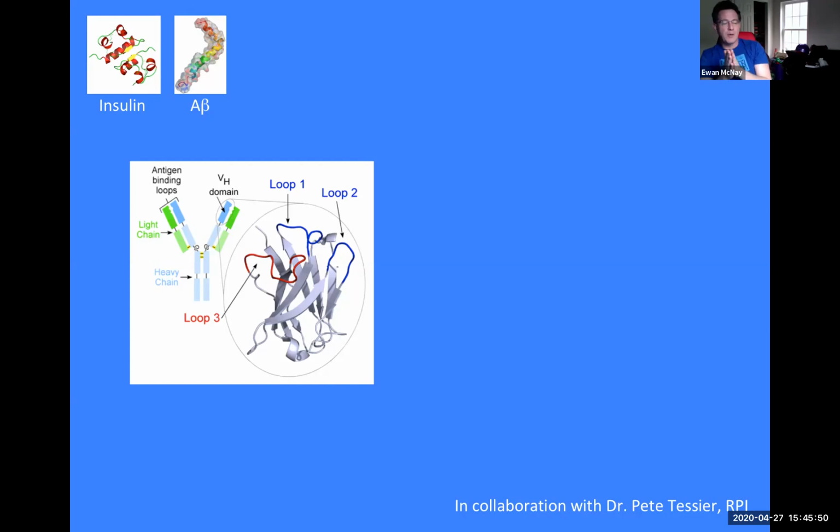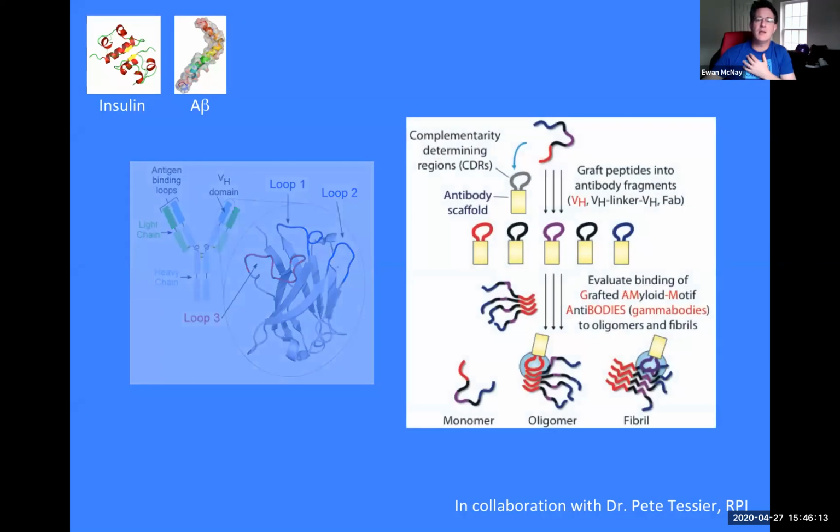We worked with a protein engineer at RPI, a guy called Pete Tessier, to build little antibody proteins that will specifically bind to particular forms of beta amyloid: the oligomeric form, that kind of toxic form, or the monomeric, the helpful form that's involved in inflammation and so on, or the fibrillar, the kind that's in plaques. So we can design these antibody loops to be very specific for those different forms of beta amyloid.